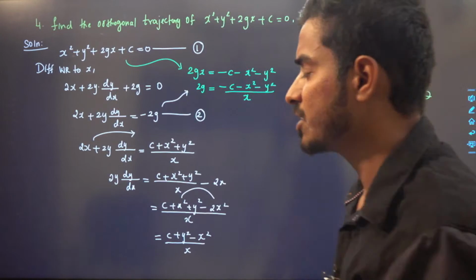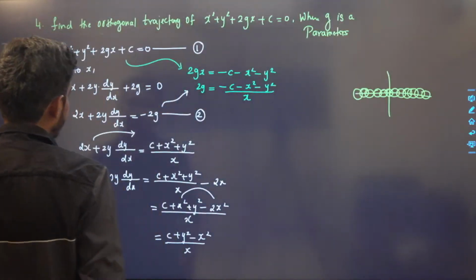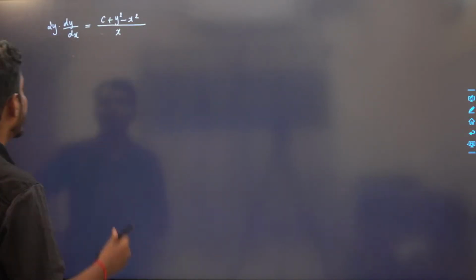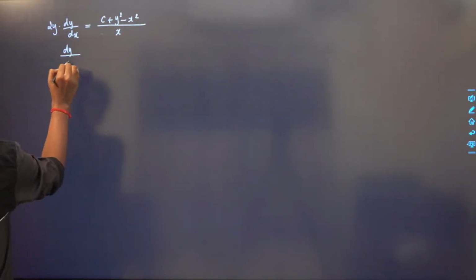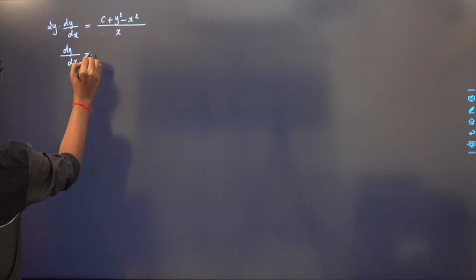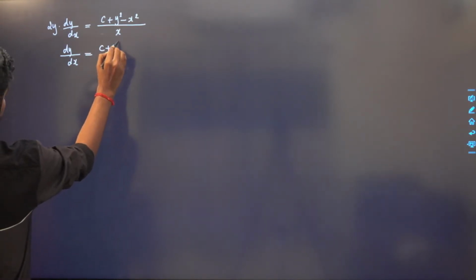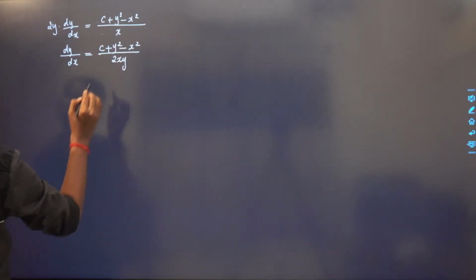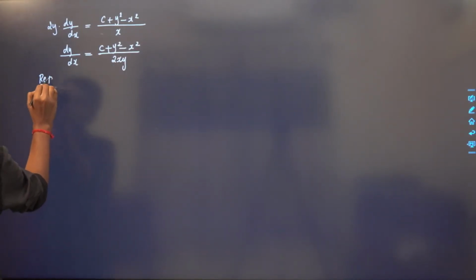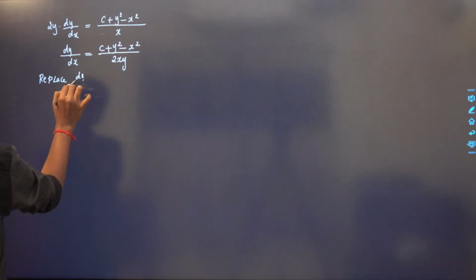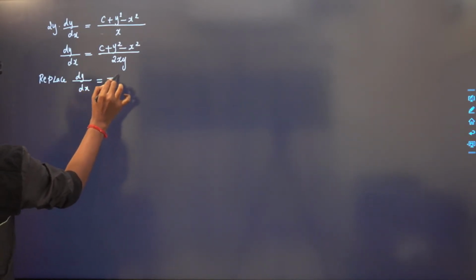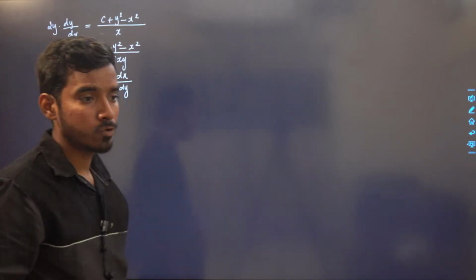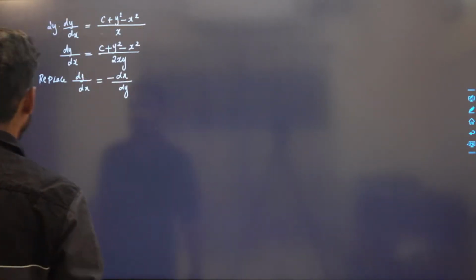Okay, I have differentiated with respect to x, and then we have eliminated the parameter. Now we are simplifying dy by dx. So we have dy by dx is equal to (c plus y square minus x square) divided by 2xy. Now we will replace dy by dx by minus dx by dy.